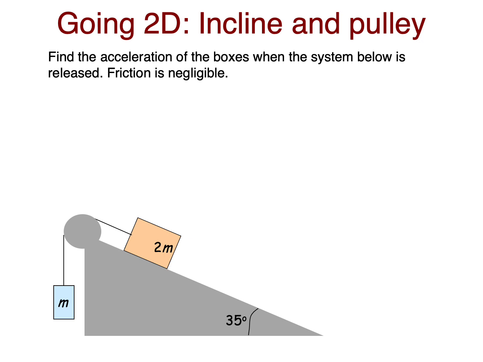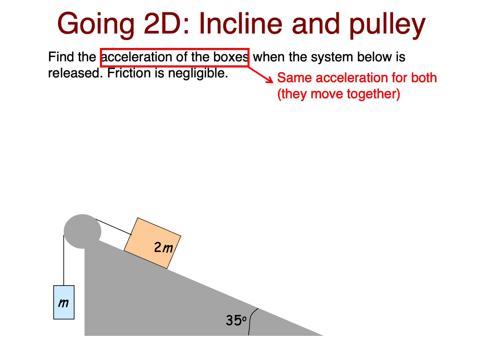We are asked to find the acceleration of the boxes when the system is released, and we're told that friction is negligible. Of course, in lecture 11, we introduced the idea of friction. In this problem, we are considering a situation where friction is absent. So the question is asking for the acceleration of the boxes in plural, and this is important to note, and I've mentioned this during our lecture.